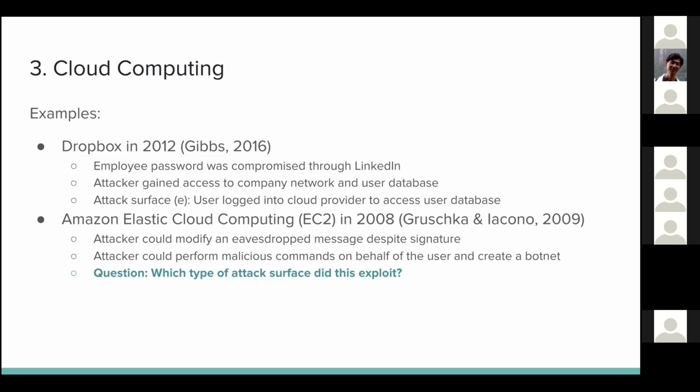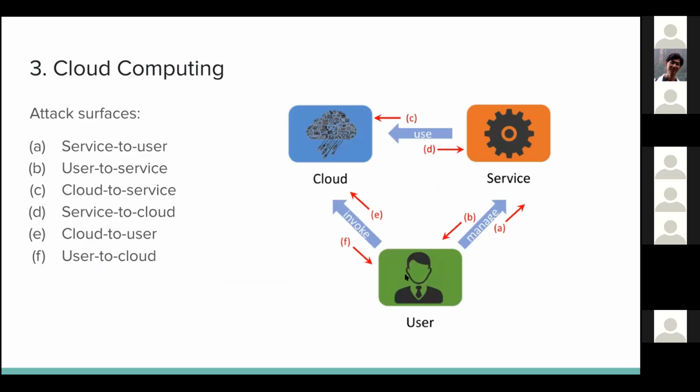So given this kind of attack, which location or which aspect on the previous graph do you think will be conducted or applied on such an attack? Is it user to service? Almost. It's actually the user to the cloud.